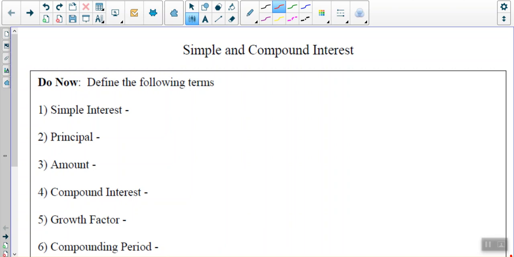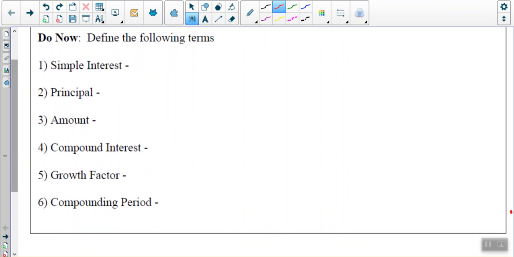First thing I would like you to do is define some terms so that when you see them in questions, you understand what is being asked of you. So when you look these up, please make sure you get a mathematical definition or a finances definition, as there are multiple definitions for words such as principal and amount. So you're looking up simple interest, principal, amount, compound interest, growth factor, and compounding period. You can pause this video if you'd like to and define those terms, and then join us back again once you've got those defined.